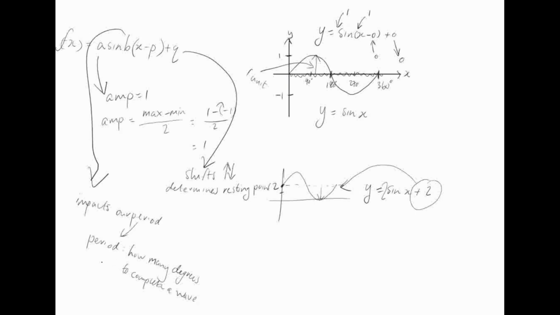So for example, in the mother graph that we've drawn, our B value was 1, but the period is not 1. The period is 360 because it took 360 degrees to complete a wave. So if you want the formula, period is equal to 360 divided by my B value. If I make my B value 2, then my period would be 360 divided by 2, and that would mean it would take 180 degrees to complete a wave, right?